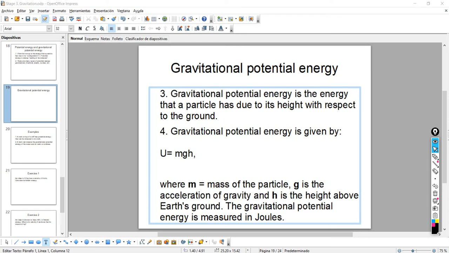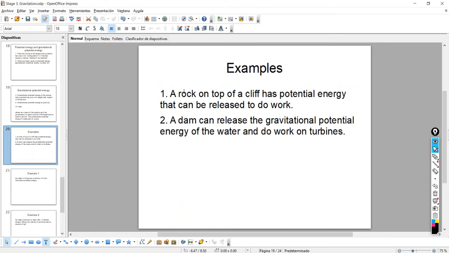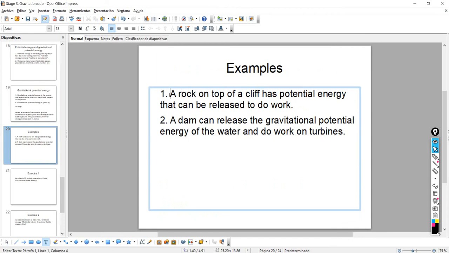Now, let me give you one example of what we mean by gravitational potential energy. One or two examples of this. For example, think of a rock on top of a cliff. Let me draw that. A cliff, un precipicio. So imagine that we have a cliff.